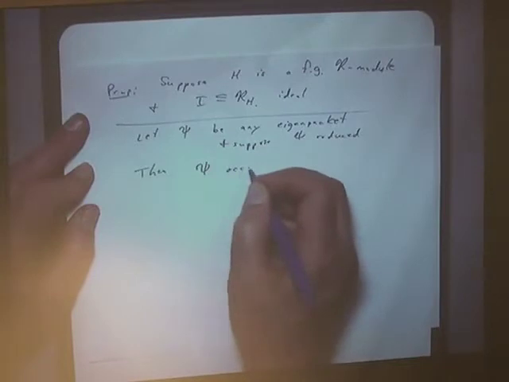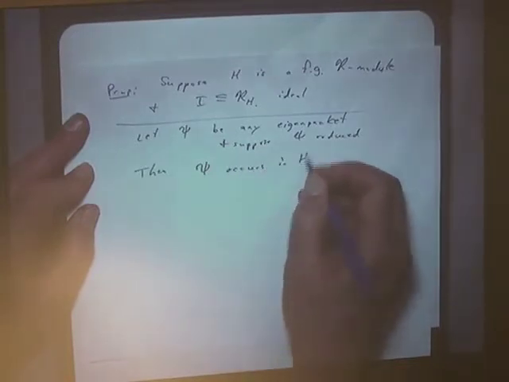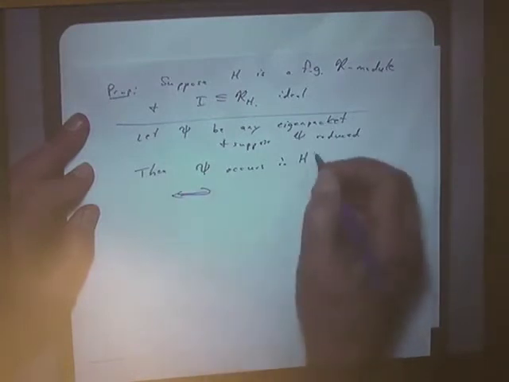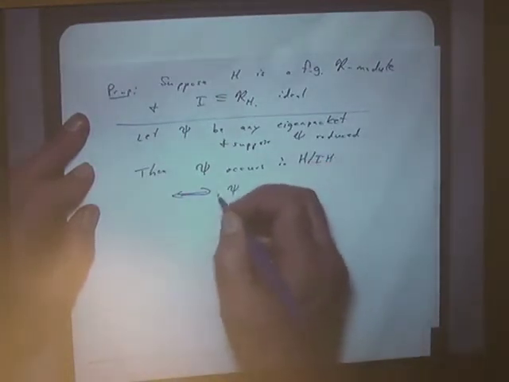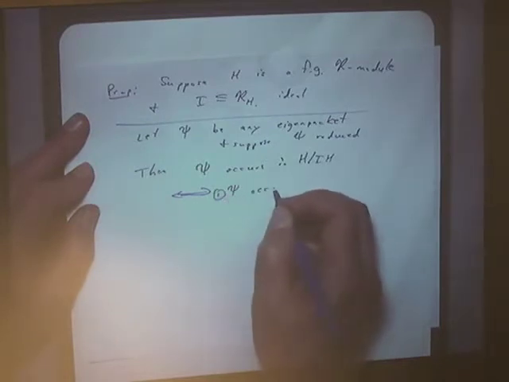Then psi occurs in H if and only if psi occurs in H modulo IH, if and only if two things are true: one, psi occurs in H, and two, psi of the ideal I is 0.